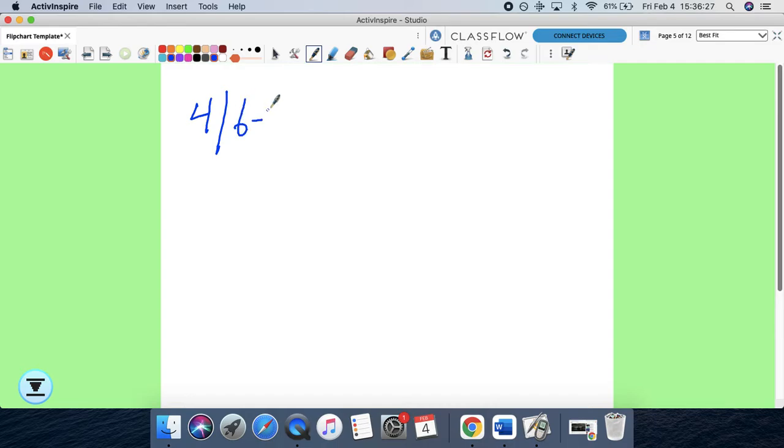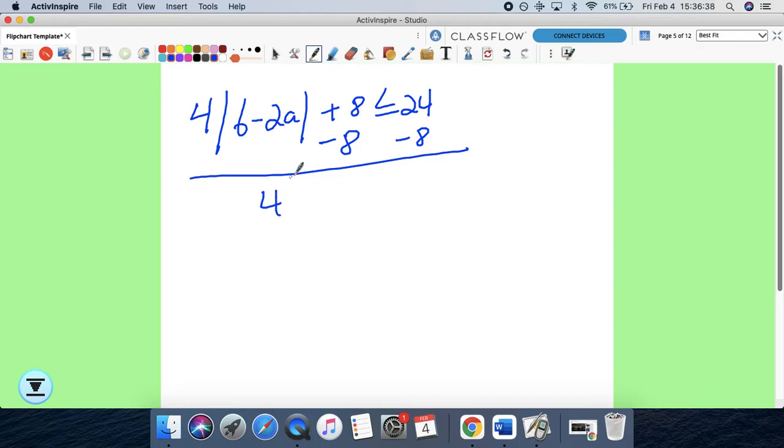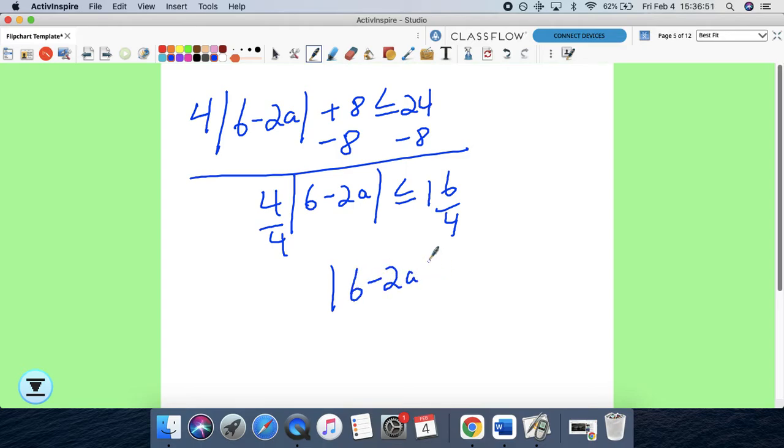4 times the absolute value of 6 minus 2a, plus 8, less than or equal to 24. Let's see, minus 8. 4 times the absolute value of 6 minus 2a less than or equal to 16. Divide both sides by 4. We find the absolute value of 6 minus 2 times a is less than or equal to 4. So now I can start solving my problem.